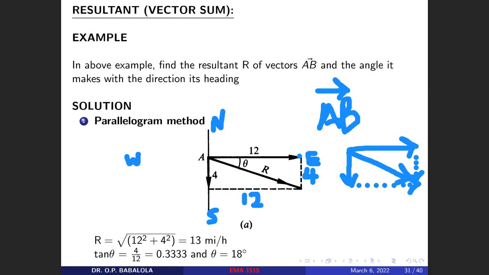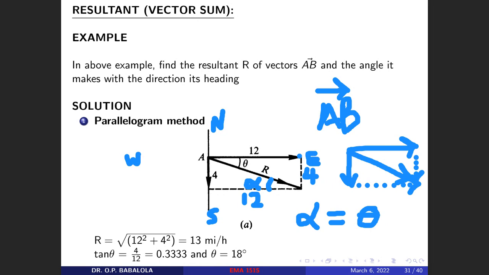And what is the value of this angle? Can someone tell me? Let me call this alpha. What is alpha? Okay, thank you. Alpha is equal to theta. So we already have 4, 12, theta, right?